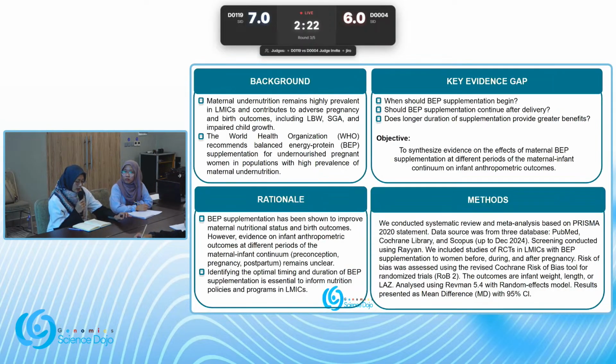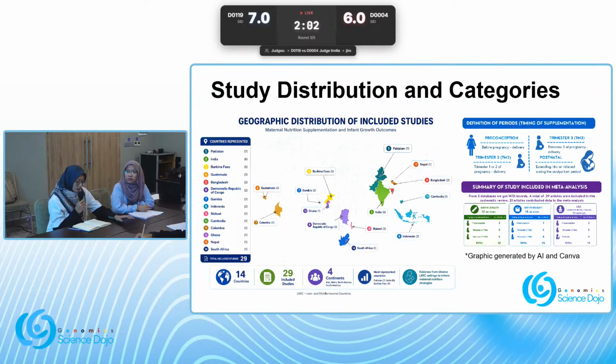To answer this question, we conducted a systematic review and meta-analysis of randomized controlled trials evaluating BEP in the preconception, pregnancy, and postpartum periods. We searched PubMed, Scopus, and Cochrane. We found 29 articles from 21 RCTs conducted in low and middle income countries. The studies were grouped according to when supplementation was initiated: before conception, during early pregnancy, during late pregnancy, or during the postpartum period.